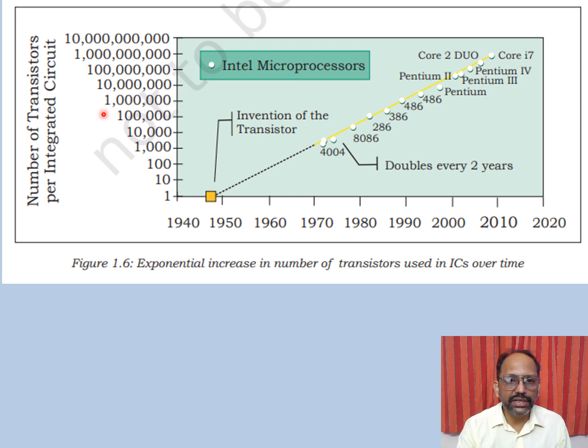How many transistors are present? You can see here. The transistor was invented in 1947. From then onwards, more and more transistor components were present in a single microprocessor over a period of time as and when technological advancement took place. The size got reduced from a very big chip to a microchip, a nano chip.